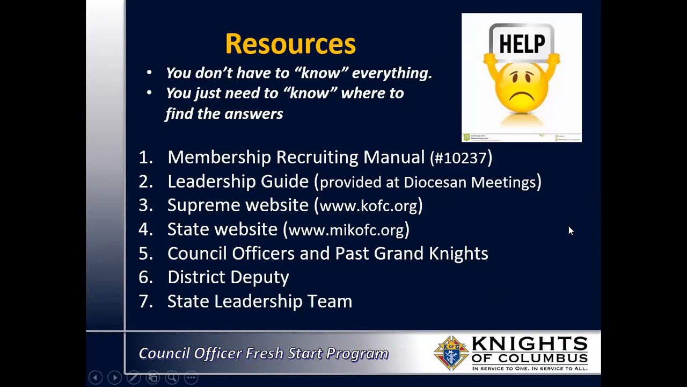Okay, resources. You're not going to remember everything I covered here today, but here are places to look for things. Out on the Supreme website, you'll see a membership recruitment manual, number 10237. That's there to give you a bunch of information. Your Grand Knight should have received a leadership guide at the diocesan meeting in July. Get a copy of that from him, and it's got a lot of information about membership recruiting that would be very valuable for you to have. The Supreme website and state website have lots of information, like this training program is going to be out there for you as well to look at. Both the presentation and the video are there.